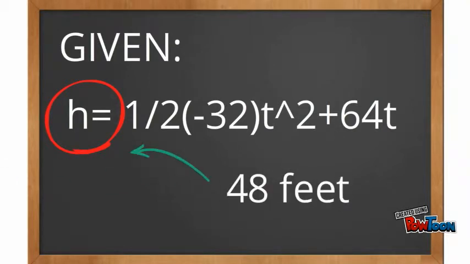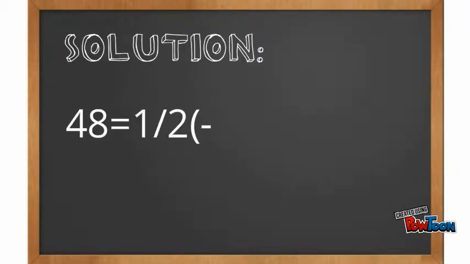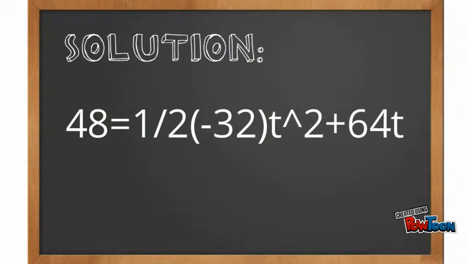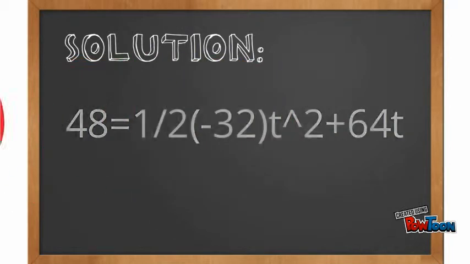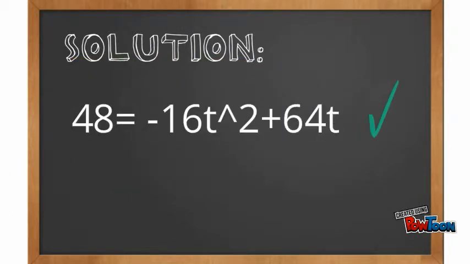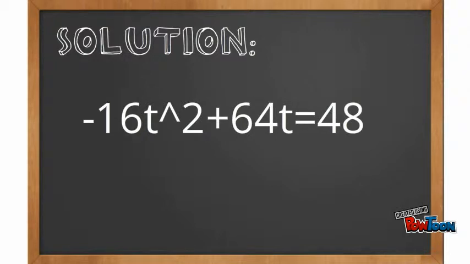Next step is the solution. First, we need to multiply 1/2 and negative 32, which gives 48 equals negative 16t squared plus 64t. Then, we need to rearrange the terms. To make it easier to solve, we need to make a, which is negative 16, positive by multiplying both sides by negative 1.